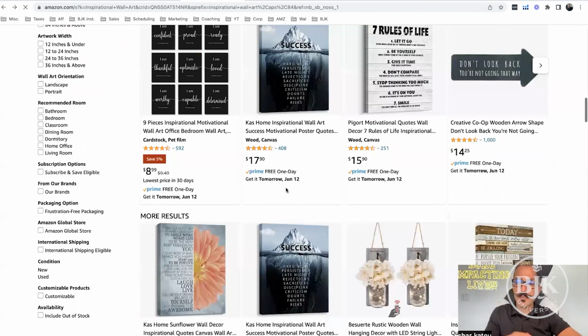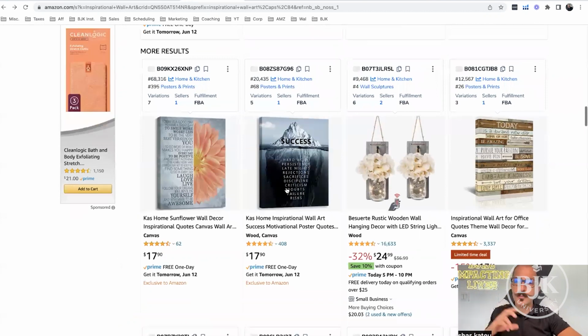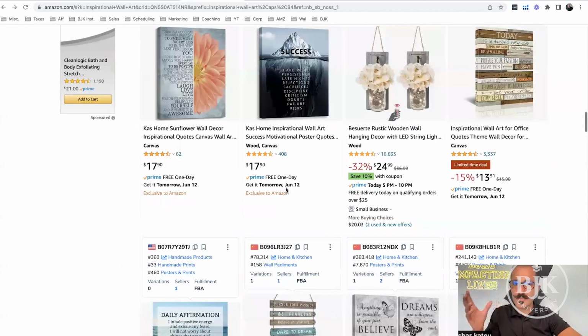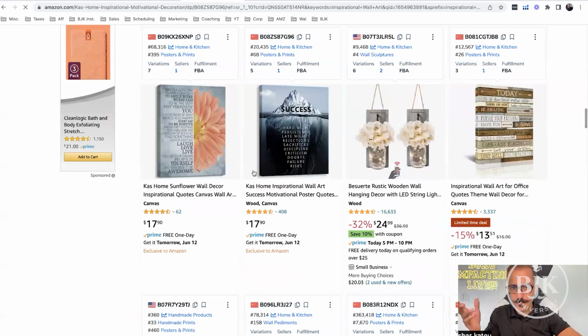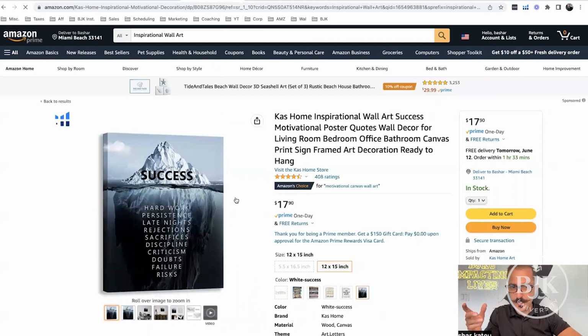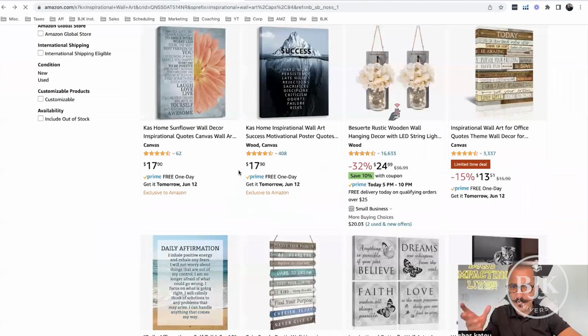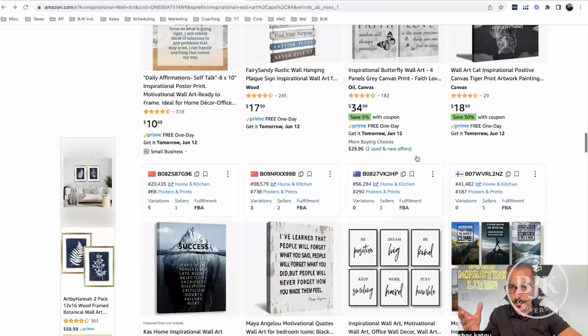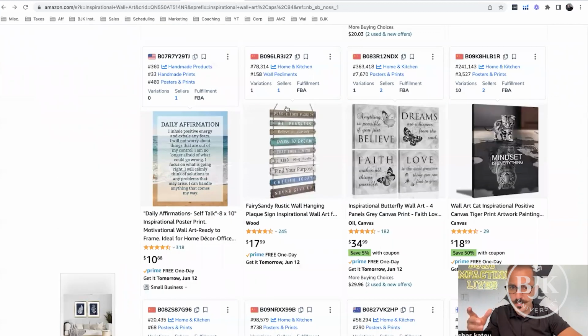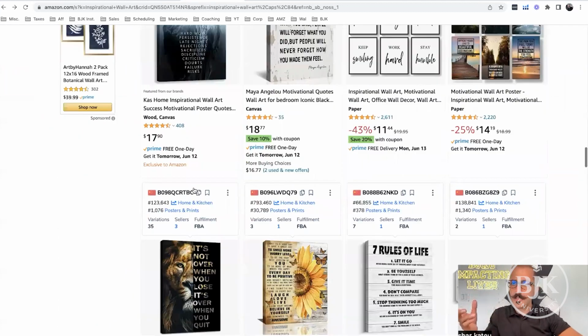And then maybe you could even find the same thing, but simply create it in different sizes or different styles. Like you could take something like this, and then instead of it being like this, you can make it in a different size canvas or a different style canvas. Maybe you could make it something like that. Maybe you could do something like this. And you can simply get a little creative.